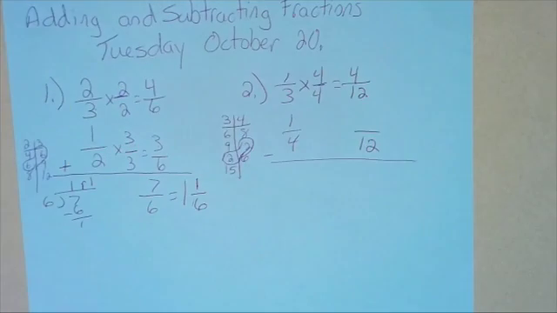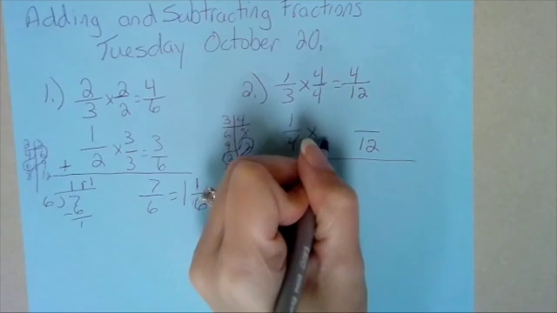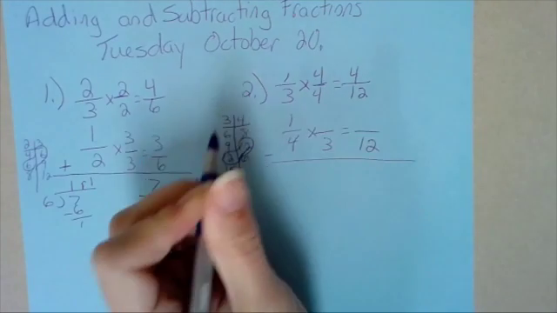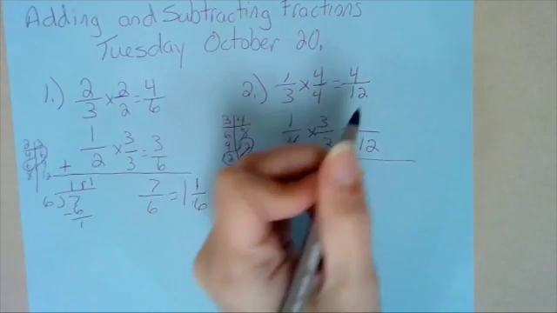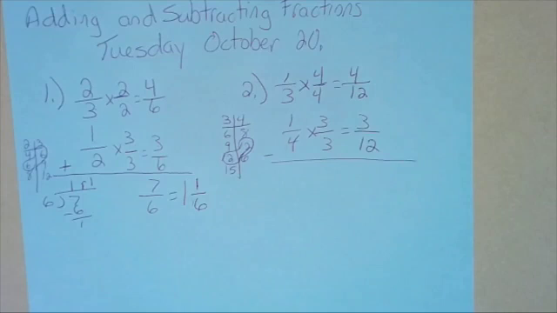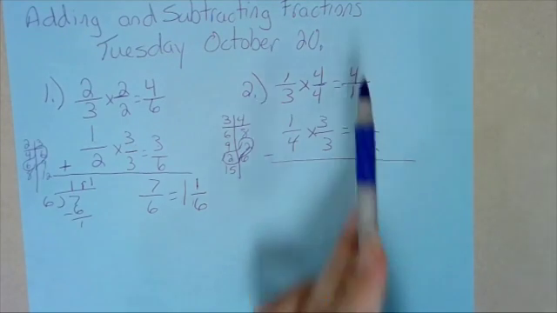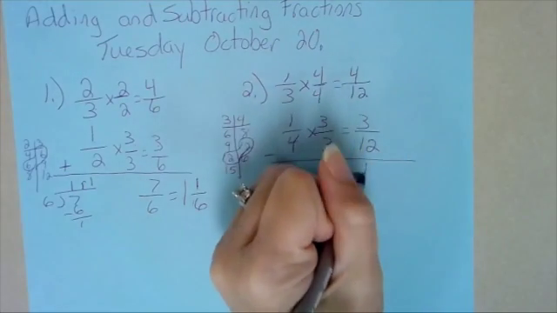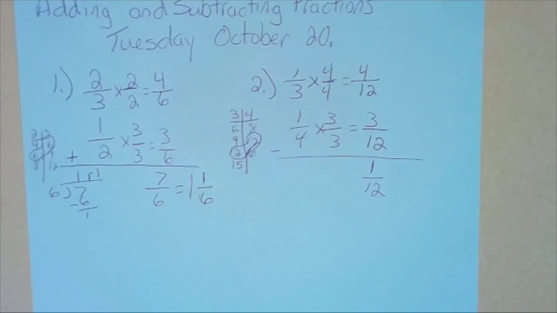I'm going to talk to myself again. Hey, self, what did you do to 4 to get to 12? I multiplied by 3. And if I did it to the bottom, do it to the top. And 1 times 3 is 3. This is a subtraction problem, so I'm going to subtract: 4 take away 3 is 1. And I put it over my denominator. I cannot convert it. I cannot simplify it. 1/12 is my answer.